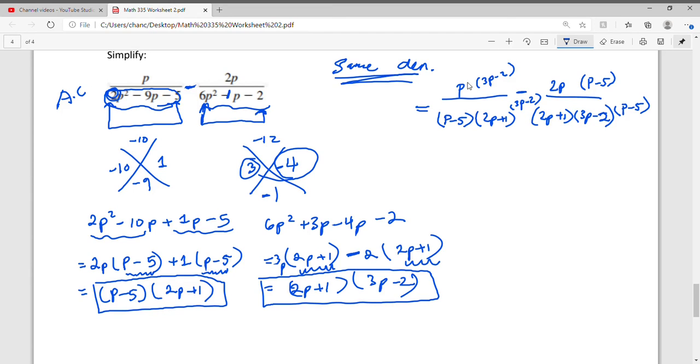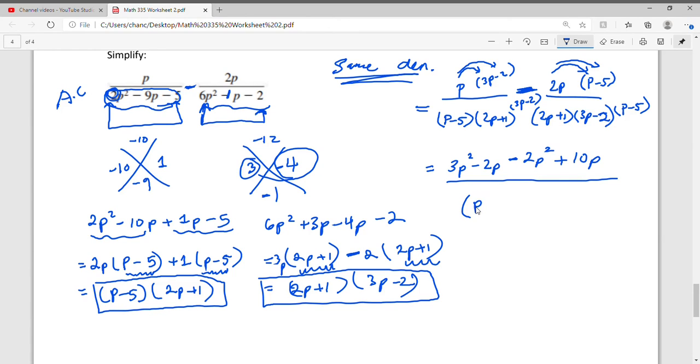Now what we're going to do is distribute this p. So this gives me 3p squared minus 2p. And now we have this negative here. I want to treat this 2p like a negative 2p, and we'll distribute that. That's negative 2p squared plus 10p. And then on the bottom, our denominator is just the same. P minus 5, 2p plus 1, and 3p minus 2. Again, the denominator is the same. It might be written in a different order, but it is the same now.